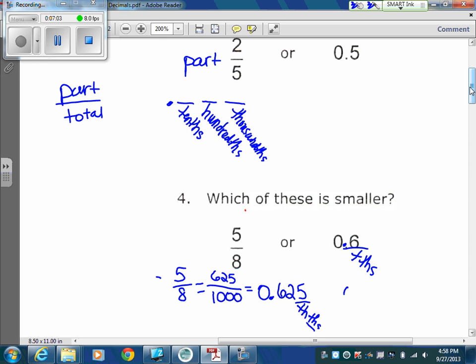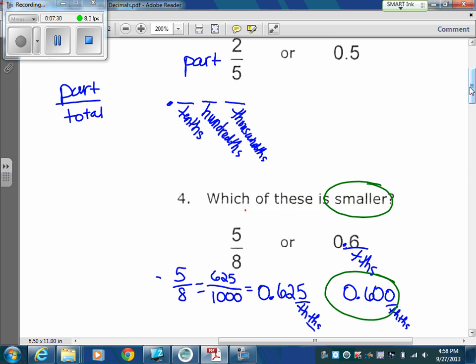Now I'm going to rewrite my 6/10 and make it go to the same place value, thousandths, so that I'm looking at 625 thousandths or 600 thousandths. Now this one asks which one is smaller. Which one is smaller? That would be my 600 thousandths.